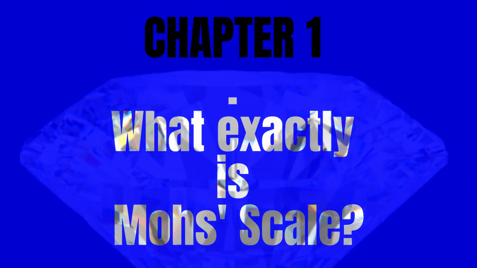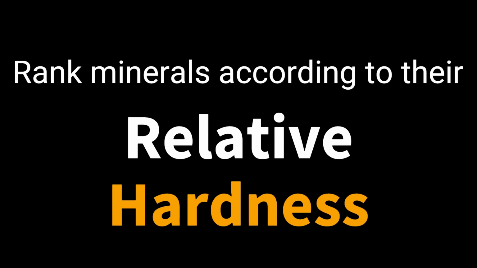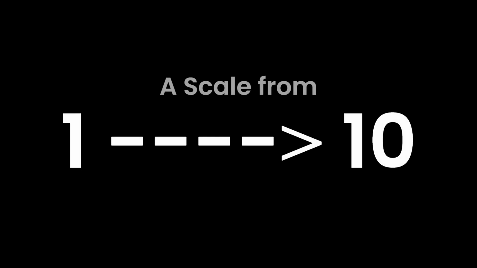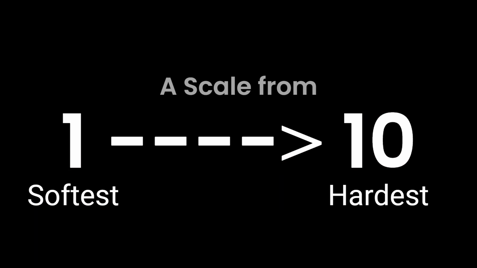Chapter 1. What is Mohs scale? So Mohs scale of mineral hardness is a measurement system which is used to rank minerals based on their relative hardness. It was developed by Friedrich Mohs in 1812 and this consists of a scale from 1 to 10, with 1 referring to the softest, whereas 10 being the hardest.